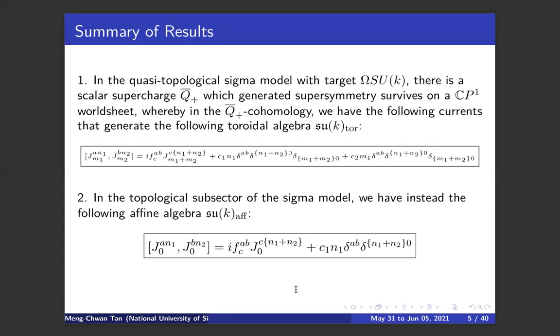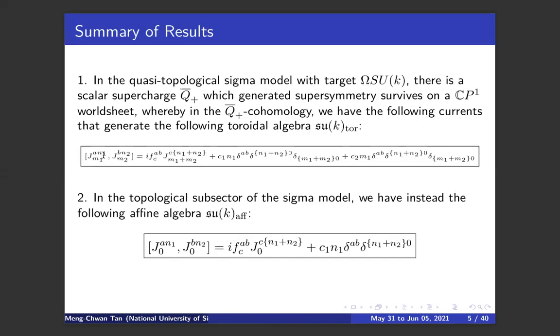Okay, we have the following currents that generate the following toroidal algebra of SU(K). So we actually get this very nice result here. And if you look at this expression, it's the usual affine algebra that we know with one extra index. That's why it's called a toroidal algebra. The affine algebra is in some sense a loop version of the Lie algebra. So you have the Lie algebra index, and then when it becomes affine, you have an extra index here, M1, which is associated with the loop for an affine algebra. If it's a toroidal algebra, you have a second loop here. So you can see that there's an N1 here.